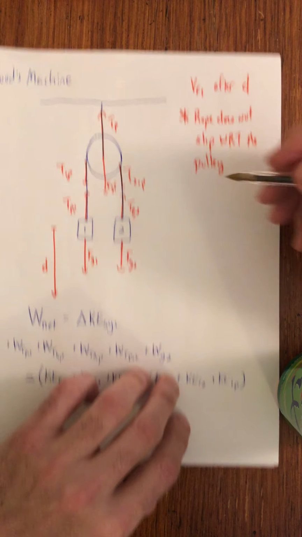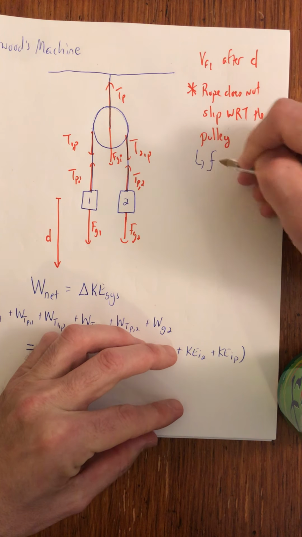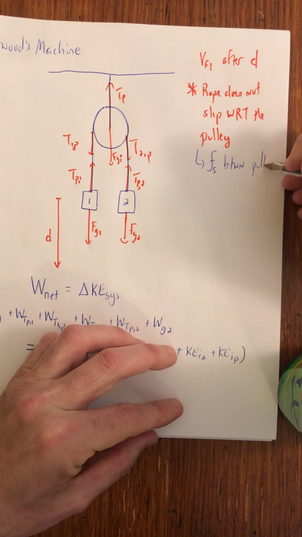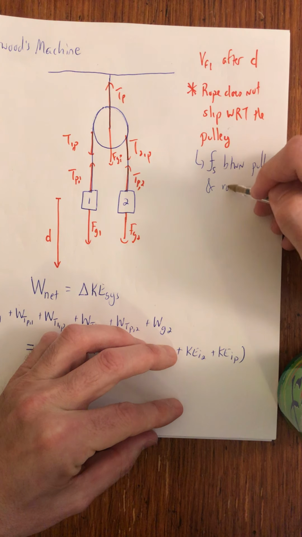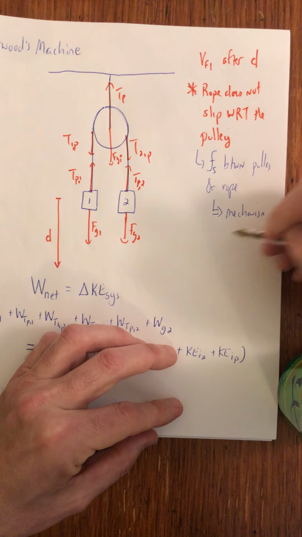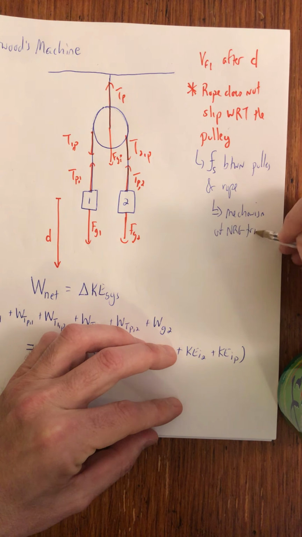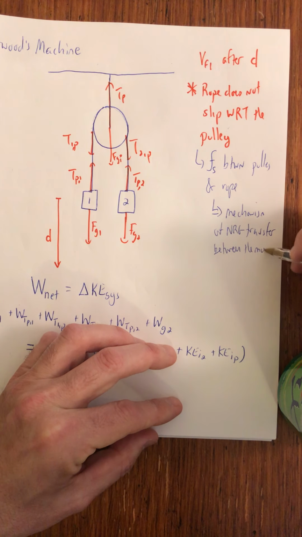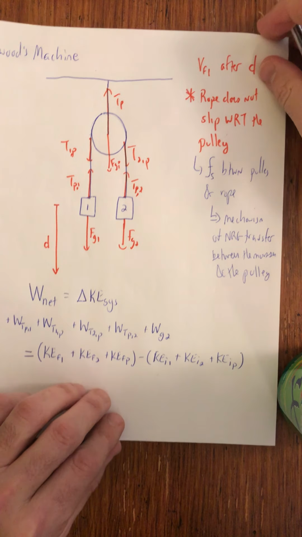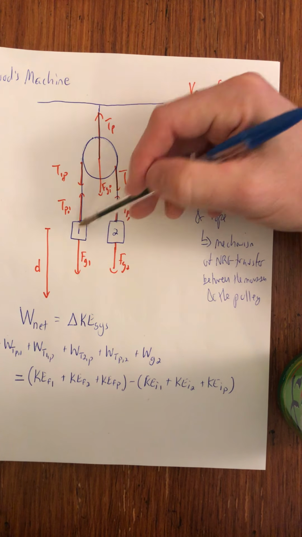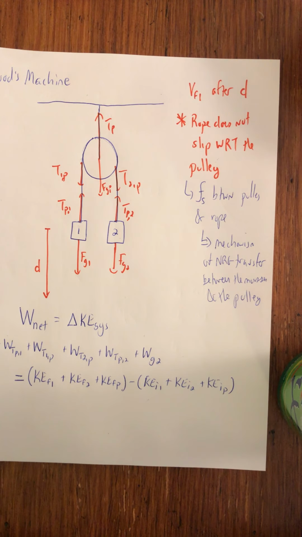So what is it that that static frictional force does? The static friction between the pulley and the rope acts as the mechanism of energy transfer between the masses and the pulley. And it's going to be the reason why the pulley is going to gain kinetic energy as these things are changing in gravitational potential energy.